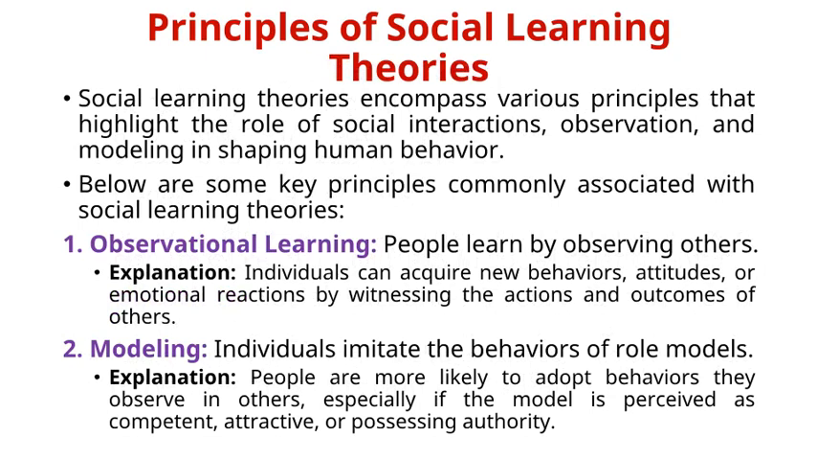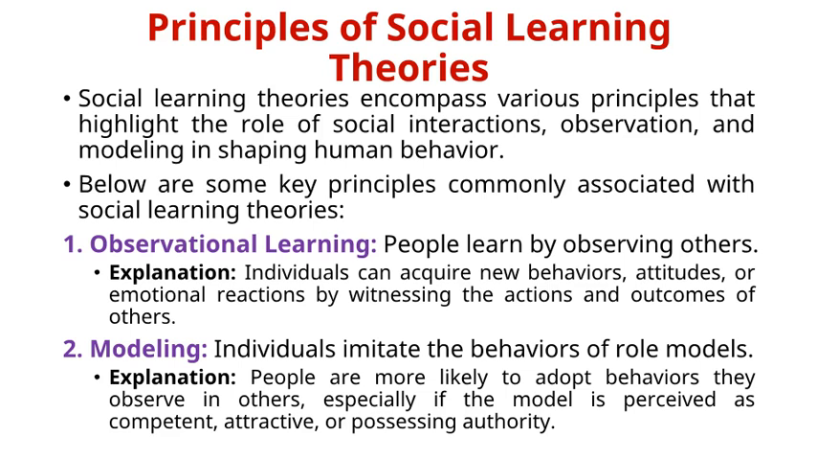Social learning theories encompass various principles that highlight the role of social interactions, observation, and modeling in shaping human behavior. Below are some key principles commonly associated with social learning theories. 1. Observational learning: people learn by observing others. Explanation: individuals can acquire new behaviors, attitudes, or emotional reactions by witnessing the actions and outcomes of others.